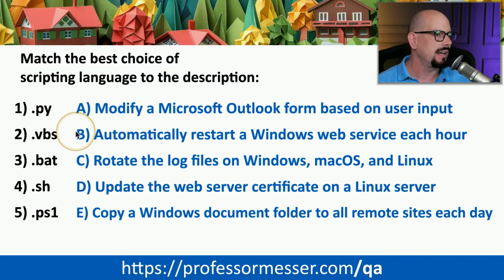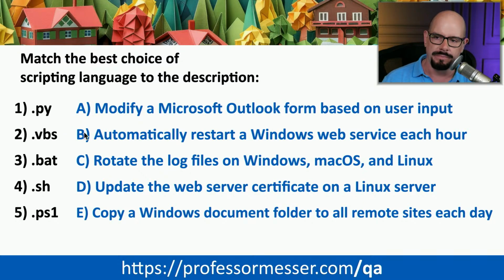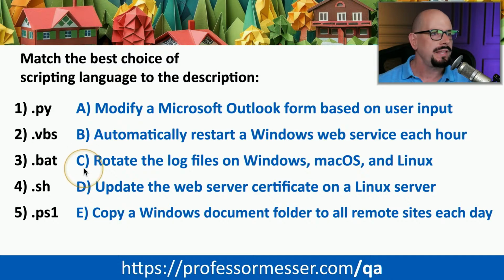A .py, a .vbs, a .bat, a .sh, or a .ps1? The second one on the list is automatically restart a Windows web service each hour. The third is rotate the log files on Windows, Mac OS, and Linux.